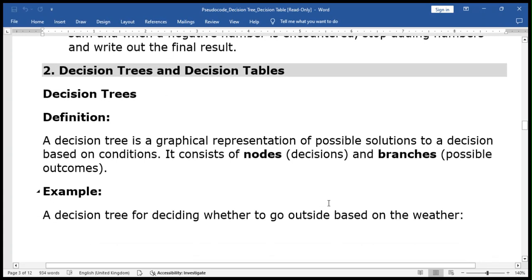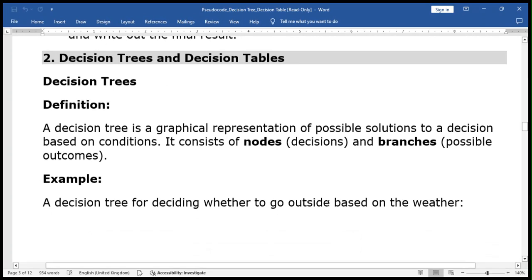I would like us to look at decision trees. I know the title says decision trees and decision tables, but I'll only stop at decision trees. So, decision trees definition. A decision tree is a graphical representation of possible solutions to a decision based on condition. It consists of nodes or decisions and branches, the possible outcomes. So the nodes, the roots, they are the decision. Then the branches represent possible outcomes.